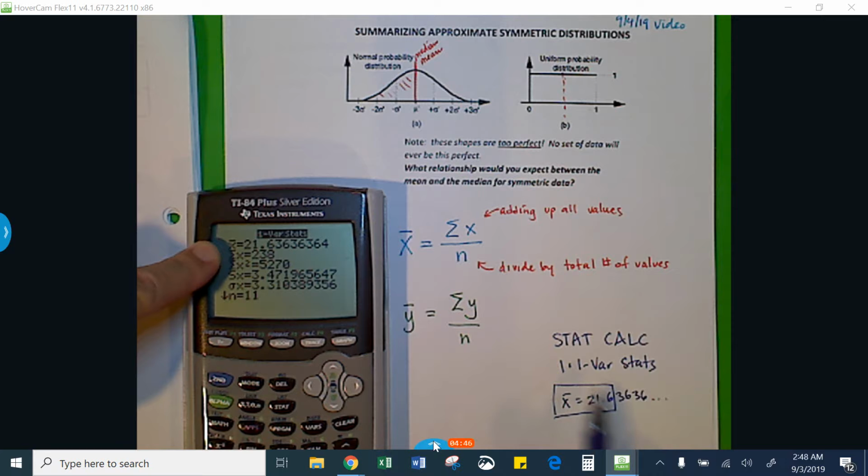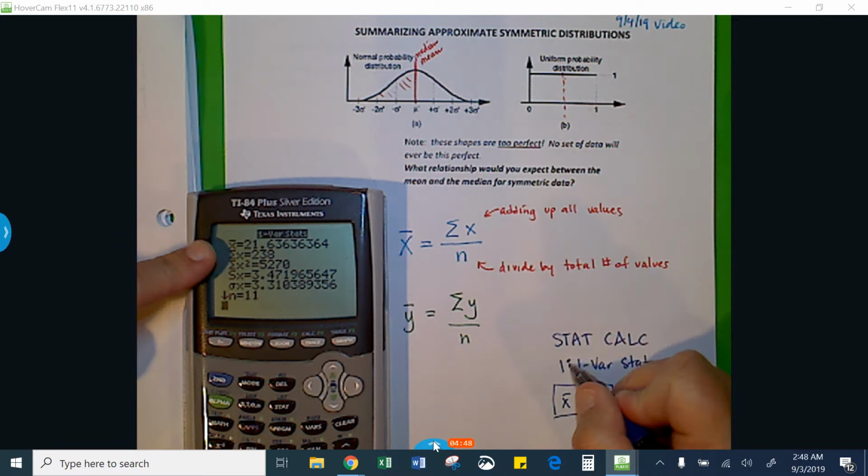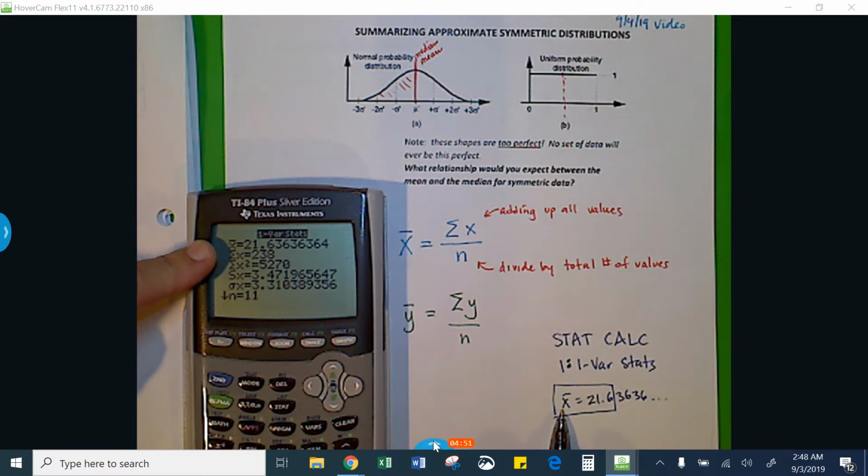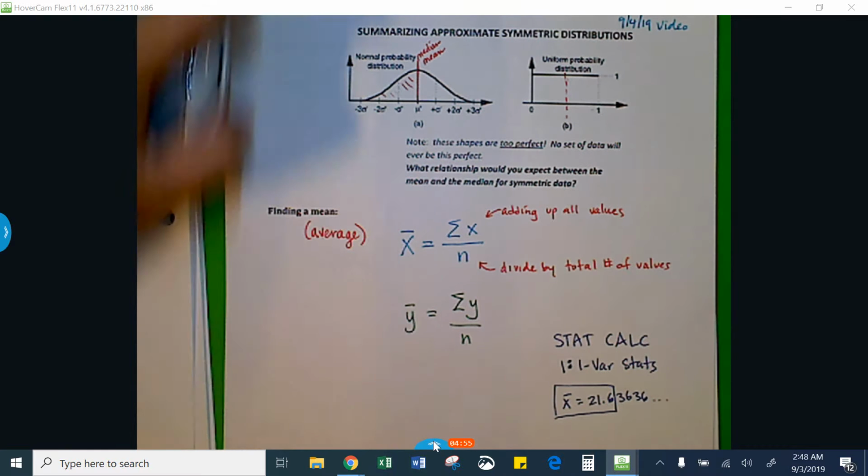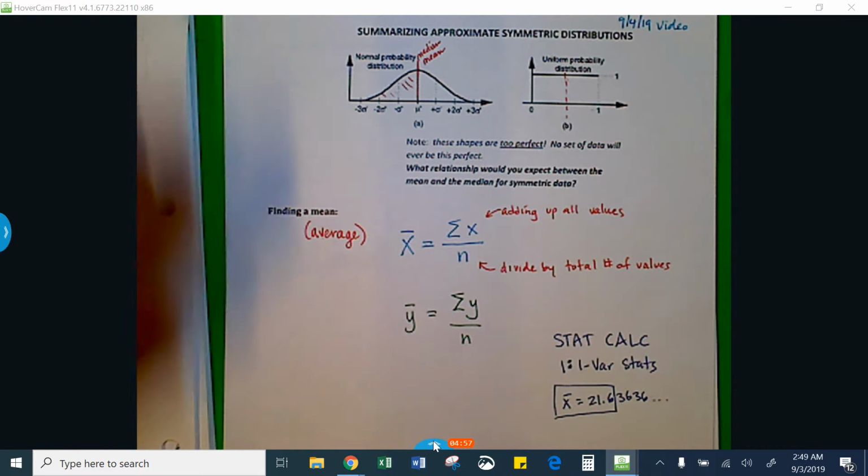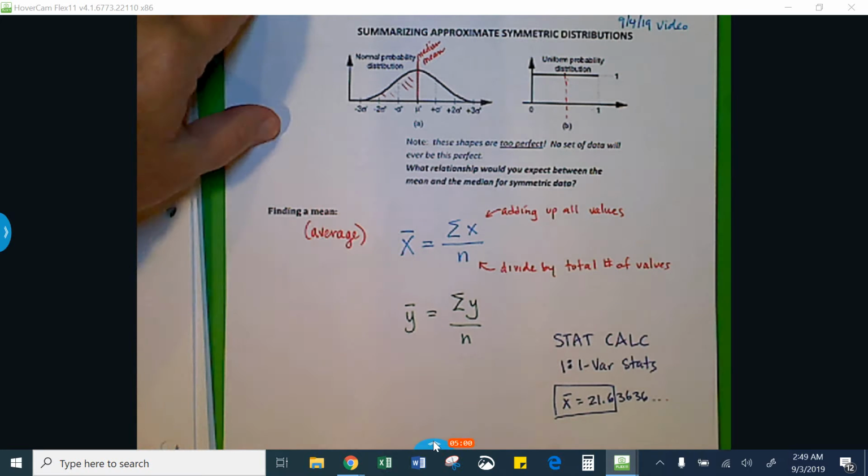So when you're doing 1 variable stats to get your 5-number summary, you can also get the mean. And you would do a similar thing to get the girl values, or the value of the mean for any list that you have.